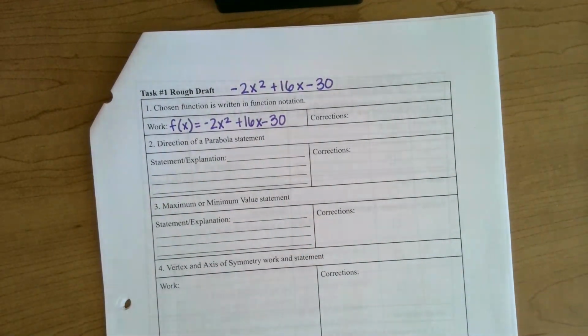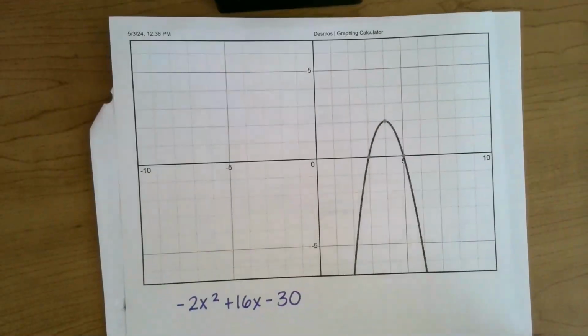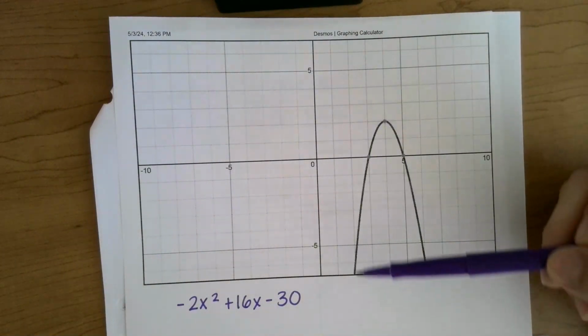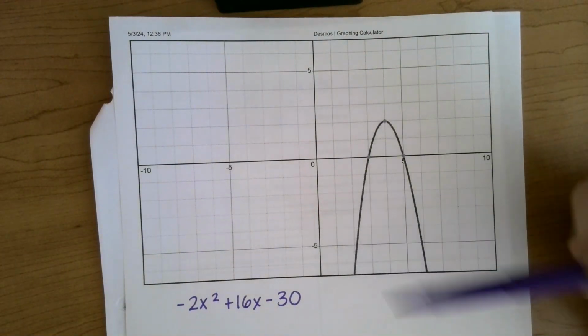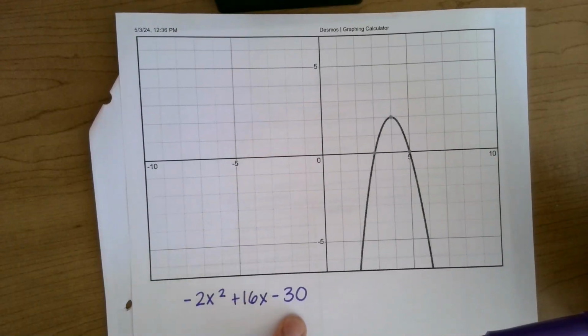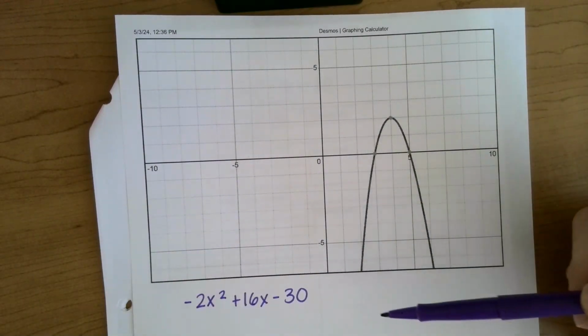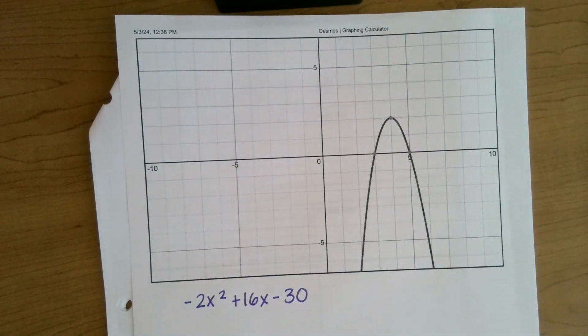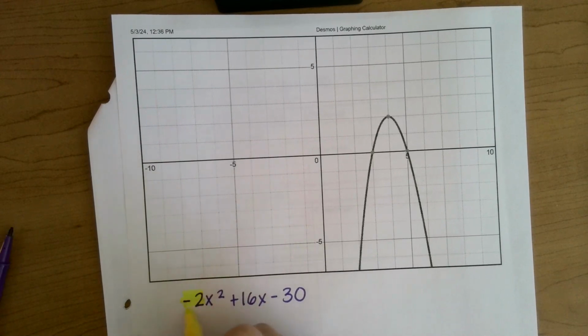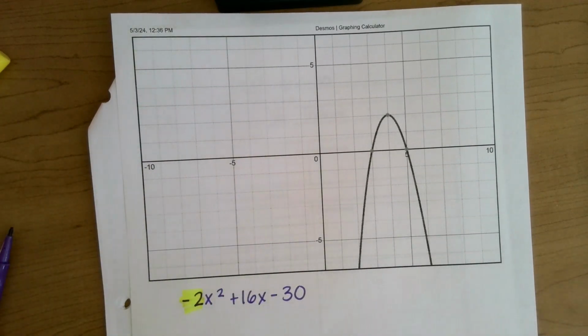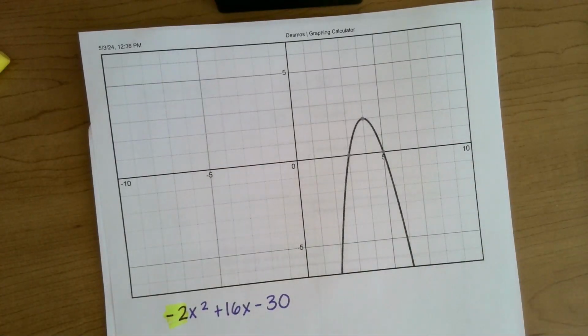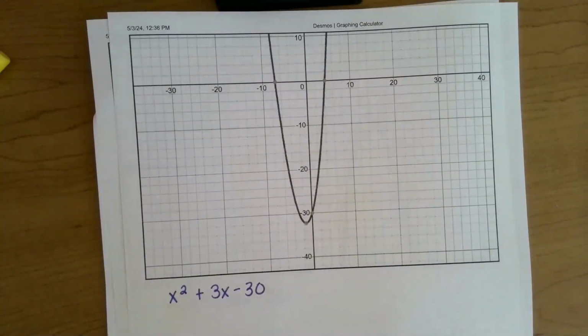All right, direction of parabola statement. So remember, the parabola is the U-shaped. Since you can't see my Desmos screen now, I printed out a picture of the Desmos graph. So this would be the shape of my equation, negative 2x squared plus 16x minus 30. And this is a parabola that's opening down. A way that you can easily tell just by looking at the equation is if your a value is negative, then it's going to be opening down.